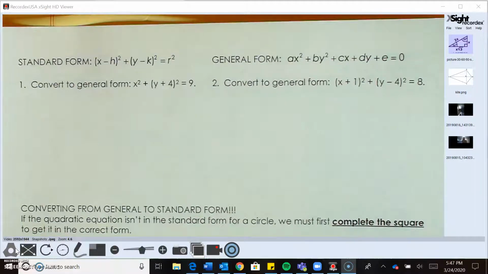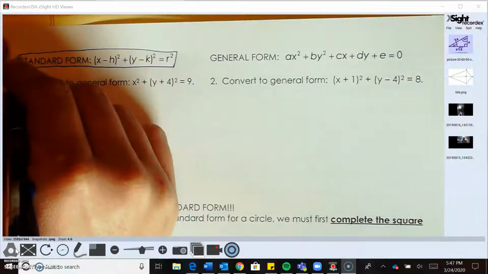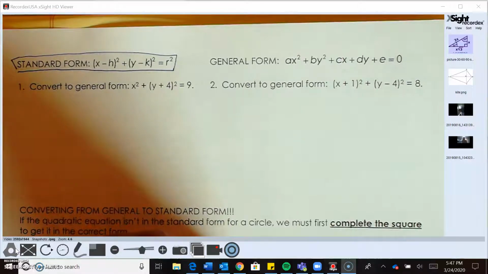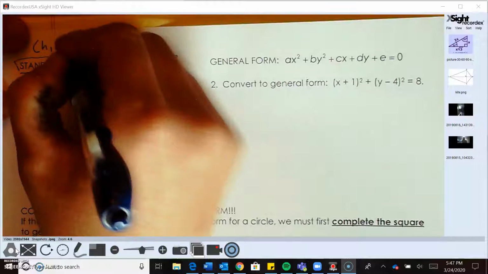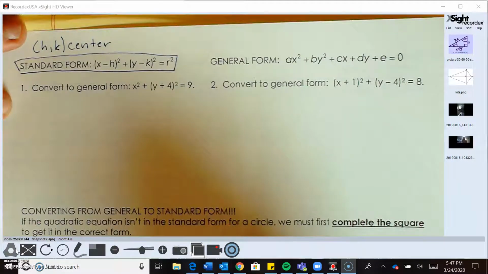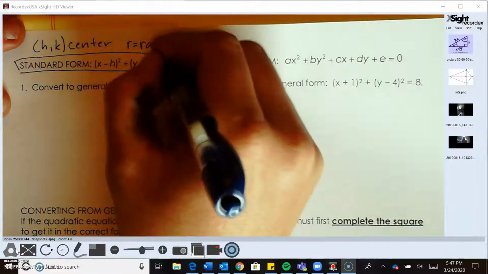Alright, so the last piece of circles we're going to focus on is the standard form, which we've seen already. Alright, x minus h squared plus y minus k squared equals r squared, where, just a quick reminder, (h, k) is the center, and r stands for the radius.